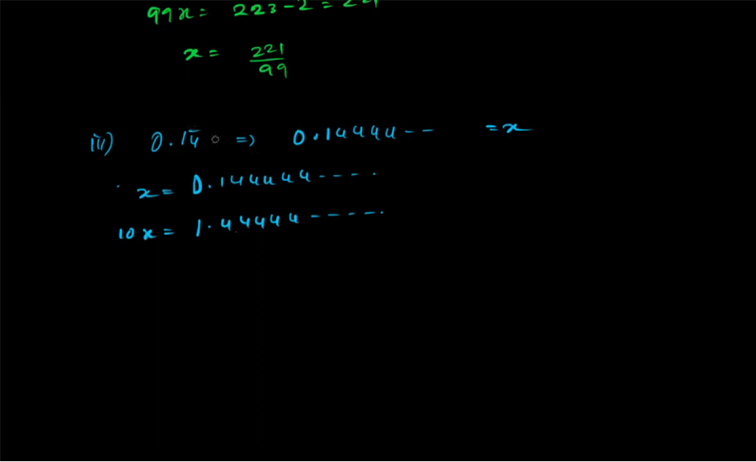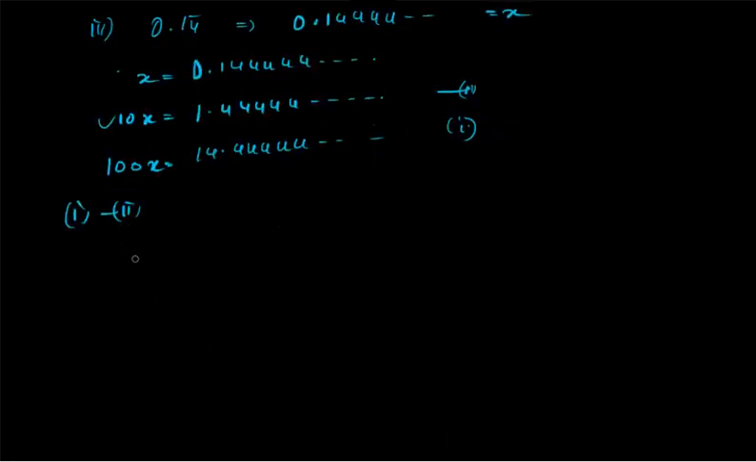Now I have to check how many digits have bars. I can see 1, so I have to again multiply by 10. That's going to be equation 2, which is 14.44444 and so on. And I'm going to subtract equation 1 from equation 2. That will give you 90x equals 13. So x equals 13 by 90.